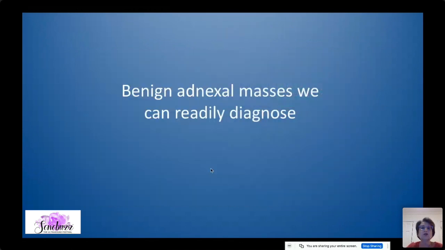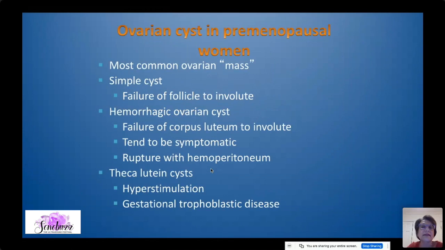So let's first talk about benign adnexal masses that we can readily diagnose. And the first one is an ovarian cyst in a premenopausal woman, which is more an ovarian lesion, I should say, not really a mass. And you have simple cysts, which is basically a failure of the follicle to involute, or hemorrhagic cysts, which is thought to be failure of the corpus luteum to involute. These tend to be symptomatic. And then, of course, a theca lutein cyst in cases of hyperstimulation or gestational trophoblastic diseases.